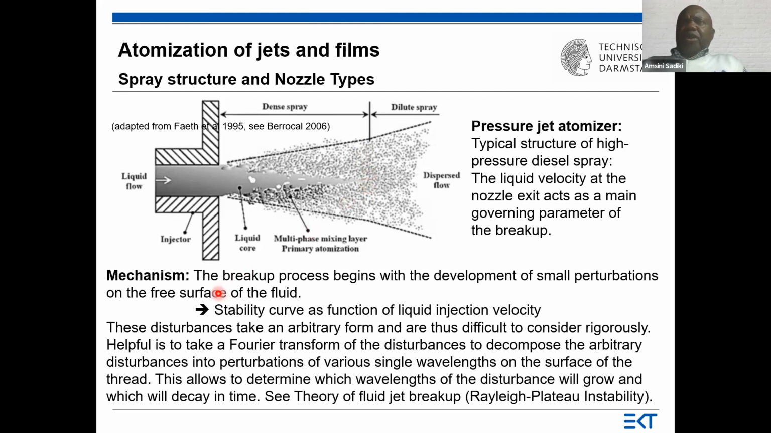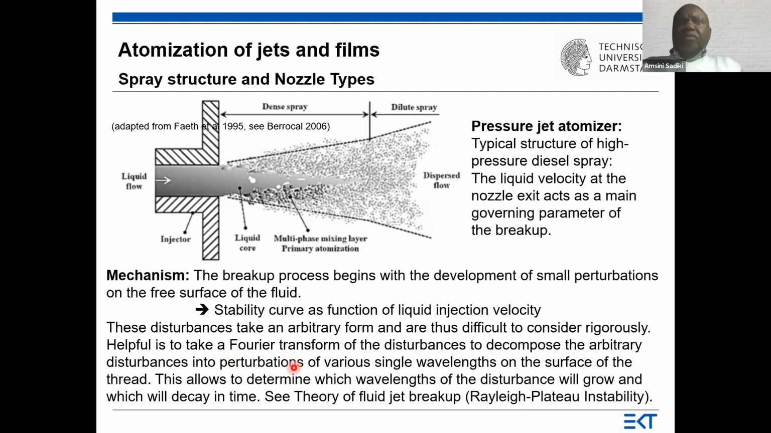So the mechanism, the breakup process, begins with the development of small perturbations on the free surface, as I told you. We have a stability curve as a function of liquid injection velocity. This is based on the Rayleigh-Plateau instability. This means that the evolution of the stability of the liquid is a function of the disturbance, and the degree of this disturbance is also a function of the velocity.